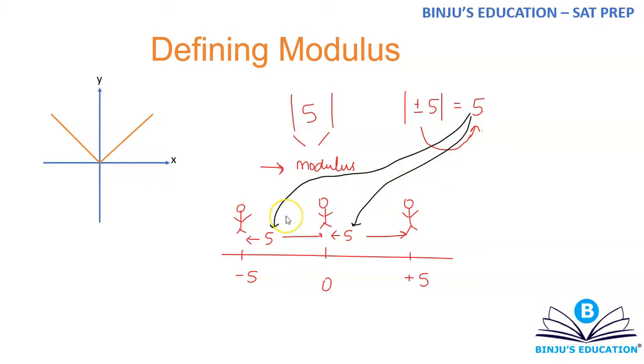So the result of the modulus, that is the RHS part of the modulus, is the distance between the two numbers. If you're standing on 0, whether you walk towards positive 5 or towards negative 5, what is the distance you have covered? You have covered a distance of 5 units. That's why the answer to modulus of plus minus 5 is equal to 5 units.